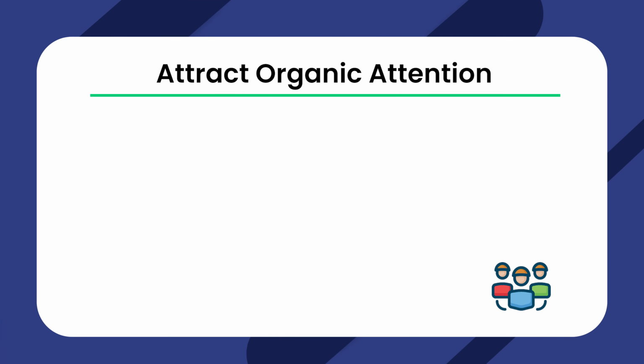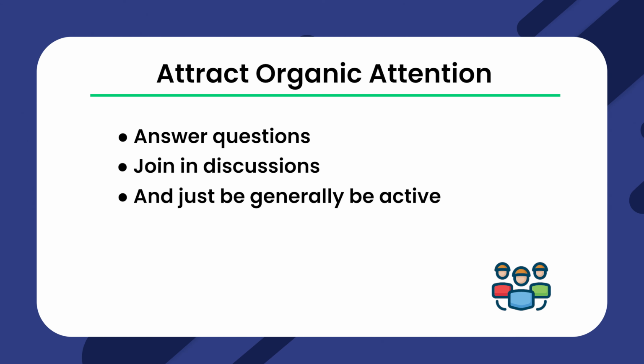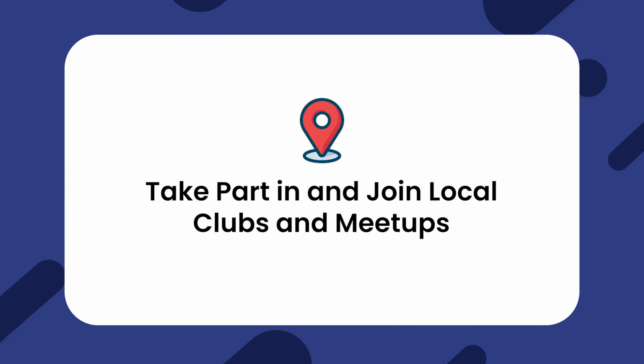This is another effective lead generation strategy. However, this one is a bit on the longer end as it requires patience. There are lots of real estate and property related communities on Facebook and likely several in your area. However, the good ones don't typically allow self-promotion. Instead, you need to be as helpful as possible to attract organic attention over time. So it's important to answer questions, join in discussions, and just generally be active. Though the main benefit will come in making a name for yourself in the group and being a known figure in property management. Number 7, take part in and join local clubs and meetups.